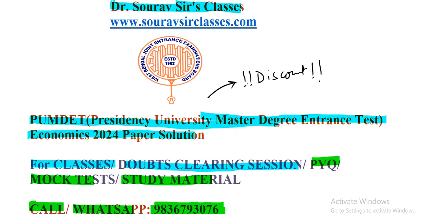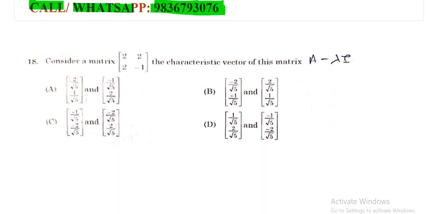So let's start with question number 18. What does question number 18 say? Consider a matrix 2, 2, 2, minus 1. What is the characteristic vector of this matrix A minus lambda I? The characteristic vector is A minus lambda I. So let's start with this question solution.